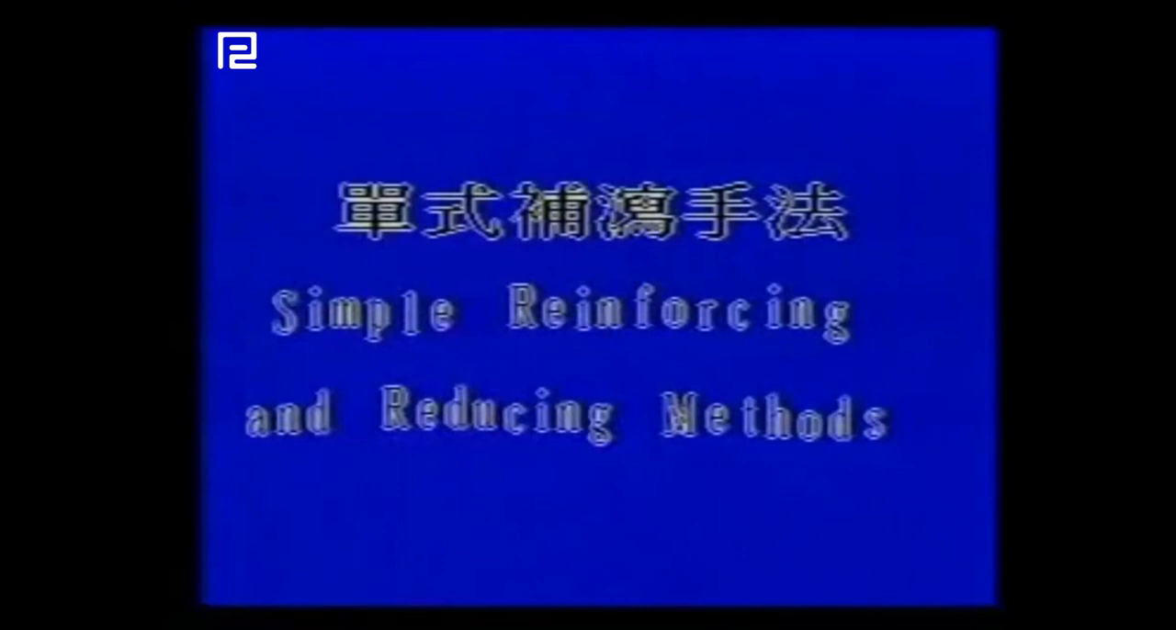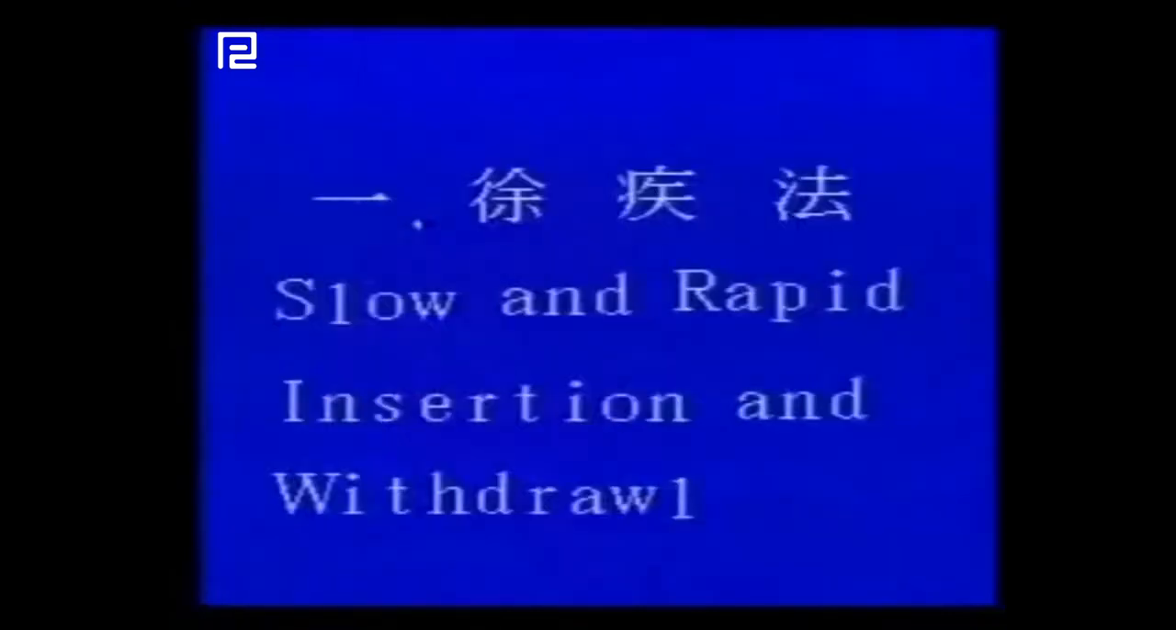Basic reinforcing and reduction methods. Slow and rapid insertion and withdrawal. With this method, reinforcing and reduction effects are achieved by varying the speed of insertion and withdrawal. Reinforcement is achieved through slow insertion and rapid withdrawal.